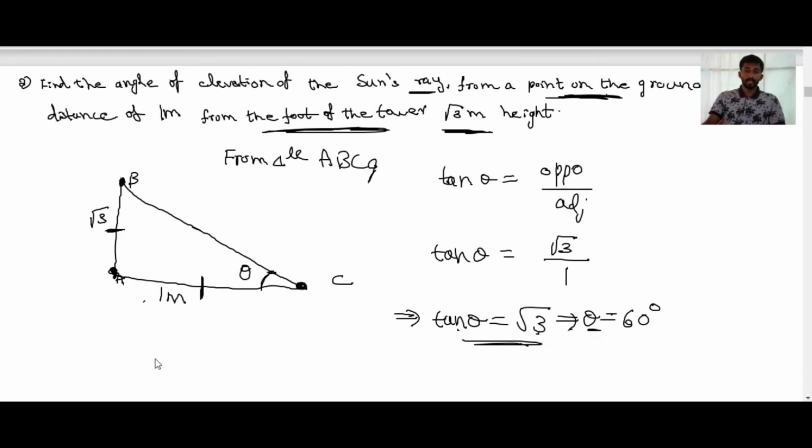Okay. Therefore, write the conclusion. Therefore, angle of elevation is equal to 60 degree. That means angle of elevation of sun's ray is equal to 60 degree.